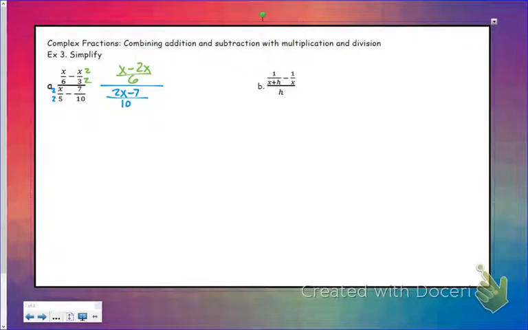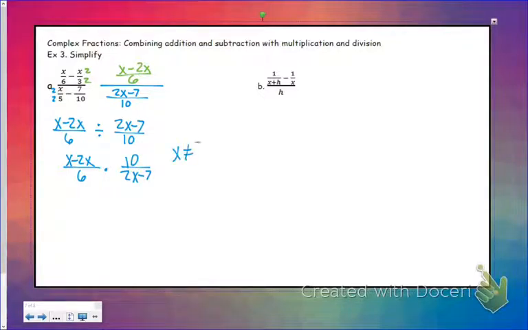So now we looked at this yesterday. Just remember that big division bar, that's all that is, division. So I'm going to rewrite this horizontally as a division problem. So this is x minus 2x over 6 divided by 2x minus 7 over 10. And when I divide fractions, I flip the second and I multiply. Whoops, I didn't flip it. So this is 10 over 2x minus 7. Now again, at this step we had no excluded values. At this step we do, so x is not going to equal 7 over 2. But let's finish this up.